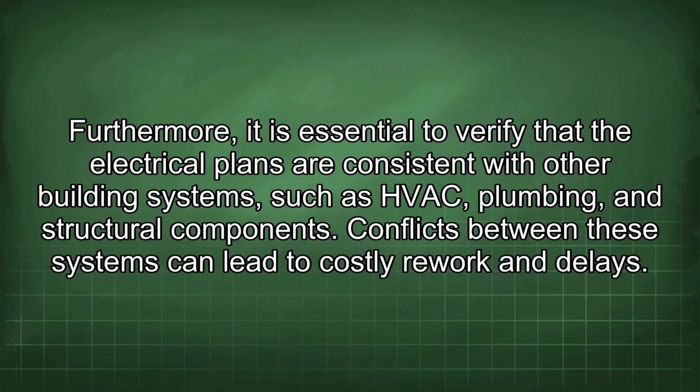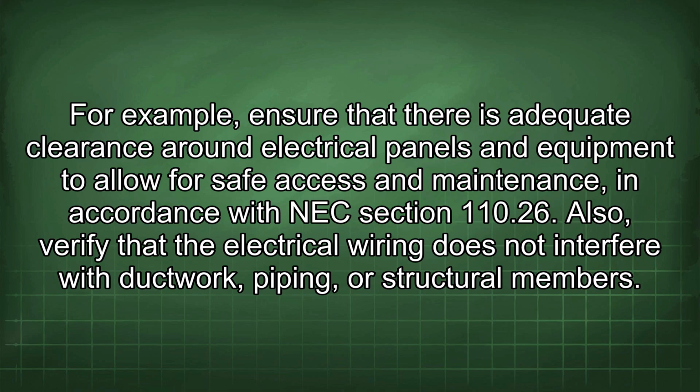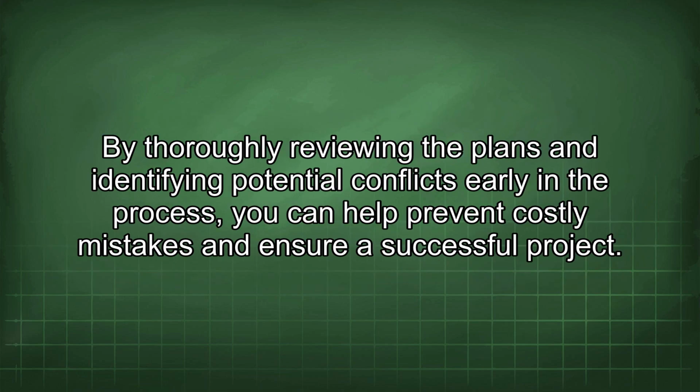Furthermore, it is essential to verify that the electrical plans are consistent with other building systems, such as HVAC, plumbing, and structural components. Conflicts between these systems can lead to costly rework and delays. For example, ensure that there is adequate clearance around electrical panels and equipment to allow for safe access and maintenance, in accordance with NEC Section 110.26. Also, verify that the electrical wiring does not interfere with ductwork, piping, or structural members. By thoroughly reviewing the plans and identifying potential conflicts early in the process, you can help prevent costly mistakes and ensure a successful project.